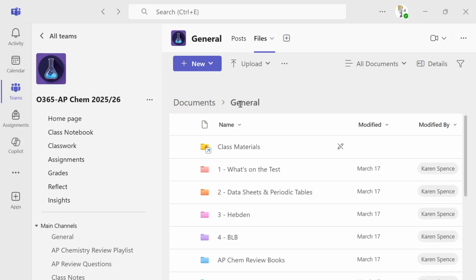General, there we go. While we're here, we might as well look at everything else. The data sheets that I just showed you are in the orange folder. Hebden, has anyone not ever used a Hebden? Everyone's used a Hebden book? Okay. Hebden Chemistry 12, we also have hard copies. So if anybody does want to sign out a physical copy of this, okay, they are back here.